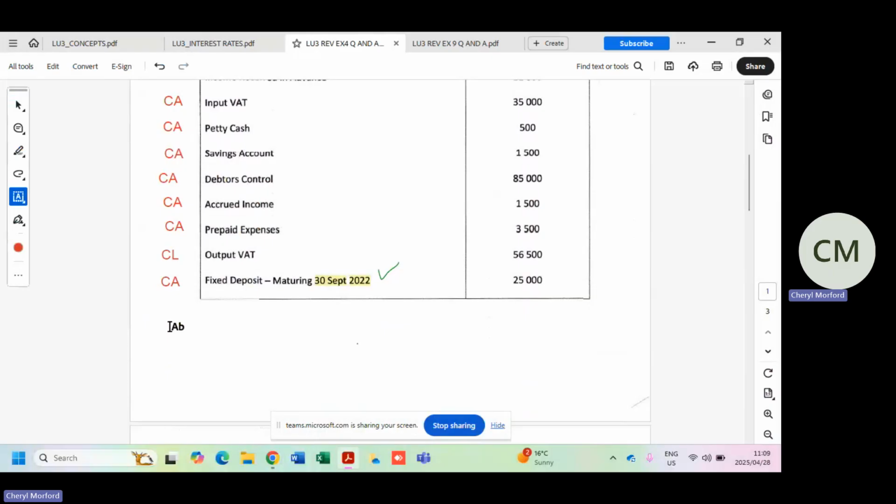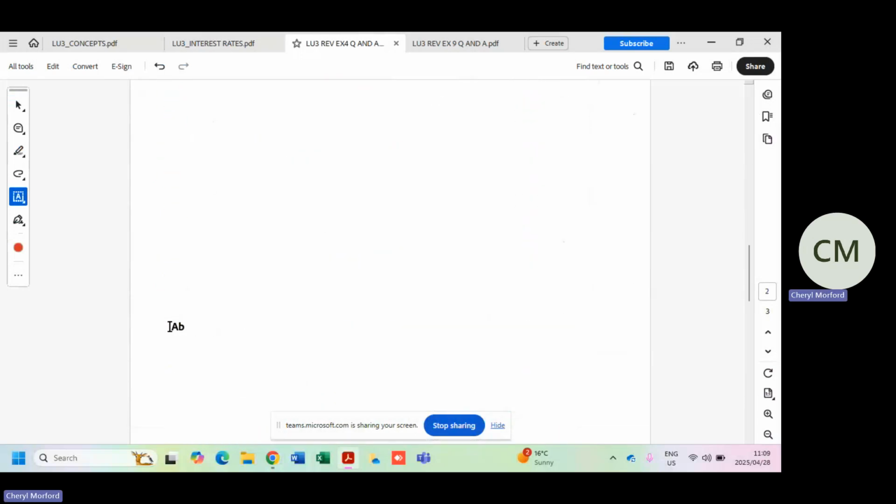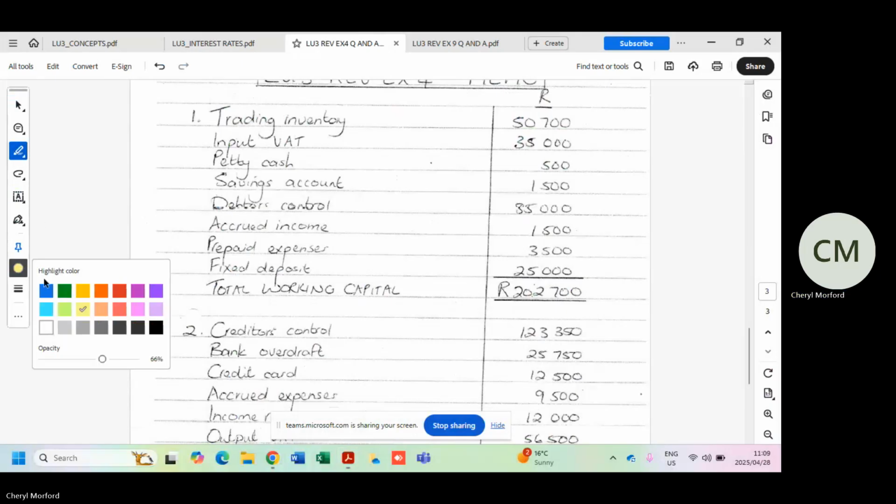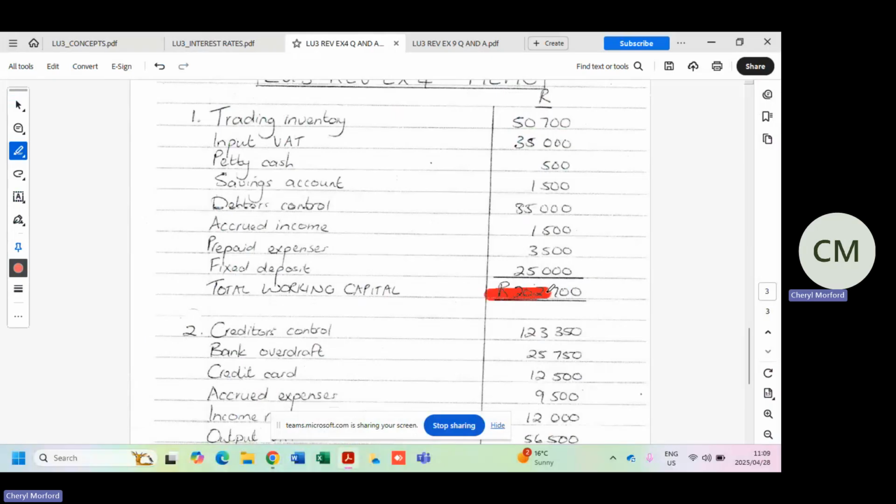So all I'm now going to do in part 1 and 2 is I'm just going to write it up, and we're going to add it all together. So no changes to what I've done. Everything that we found as current asset, I'm going to write in part 1 and add it all together.